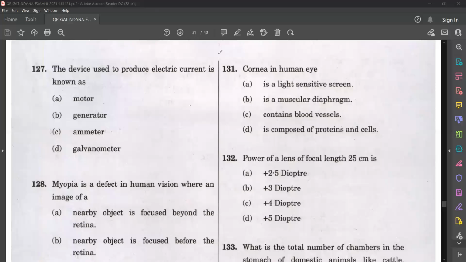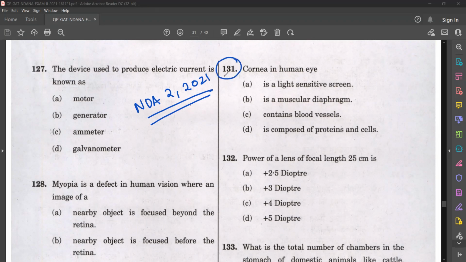We'll see some previous year physics questions from the NDA exam. This is a question paper of NDA 2 2021 GAT paper. We are going to see the remaining questions from this question paper. Question number 131.